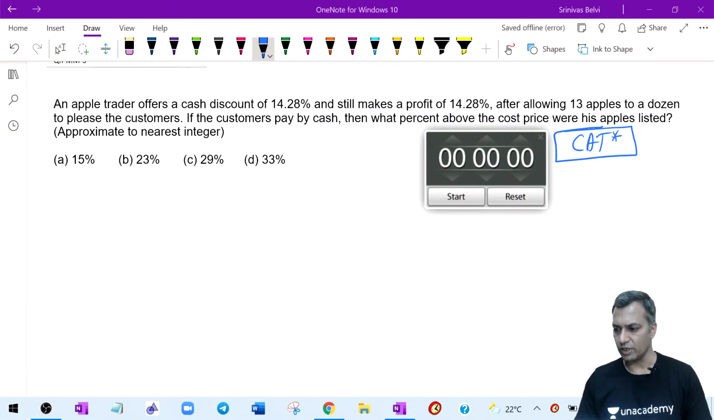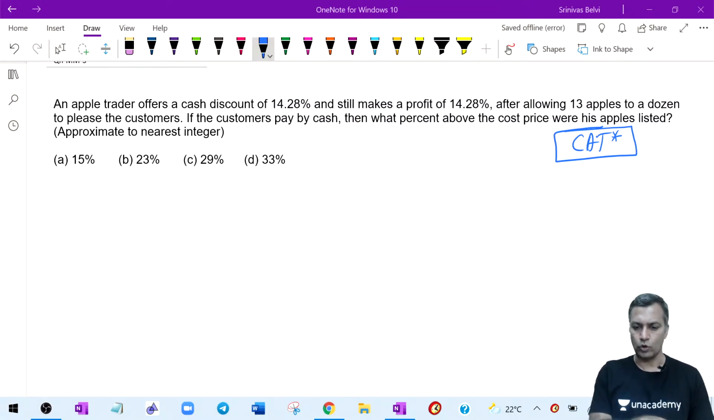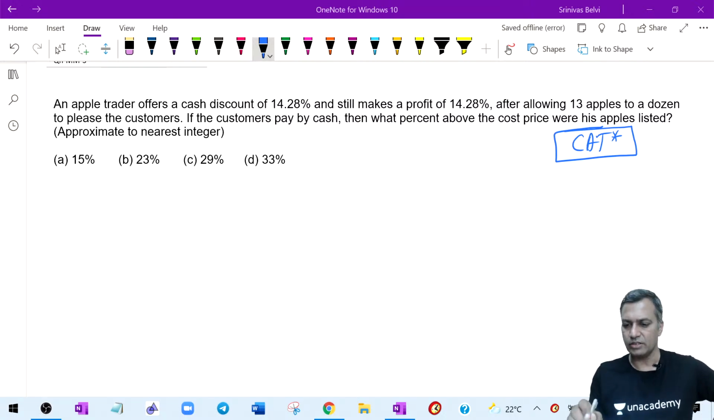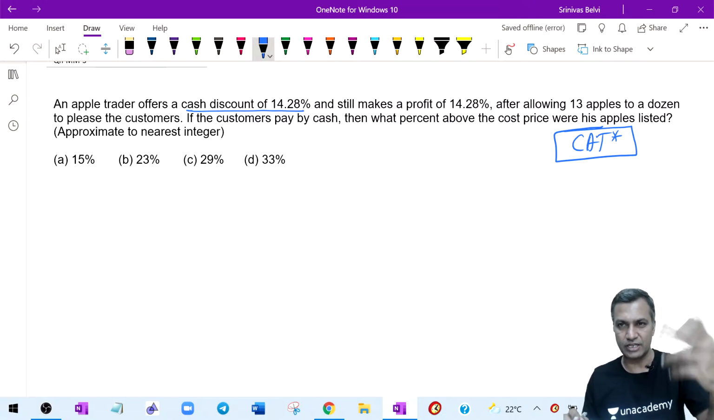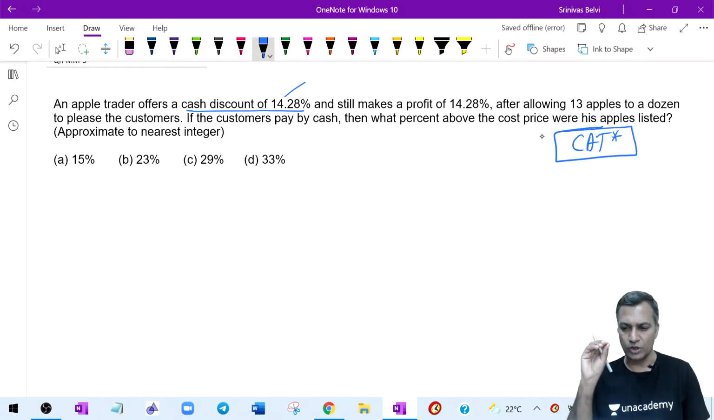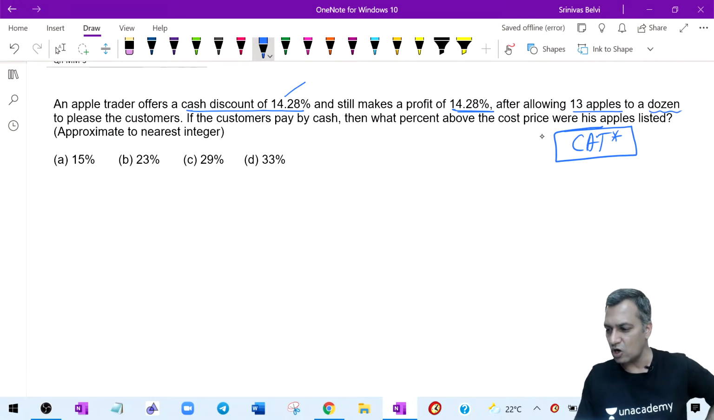What happened, guys? Where are you stuck? Okay, do it with me. Please listen. He gives a cash discount, in the sense that if somebody pays by cash, he gives a discount of this. He doesn't want to be paid through Google Pay or Paytm. Nothing doing. He wants to be paid by cash, with a discount. Fair enough. So 14.28% still makes a profit of this. After allowing 13 apples to a dozen, which means instead of giving a dozen, to make them happy, this is called a baker's dozen. I'm sure all of you would have heard this in school.